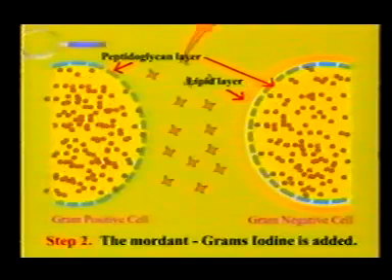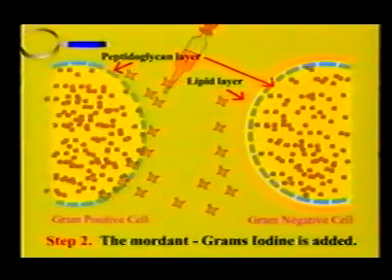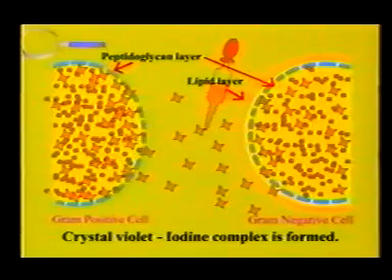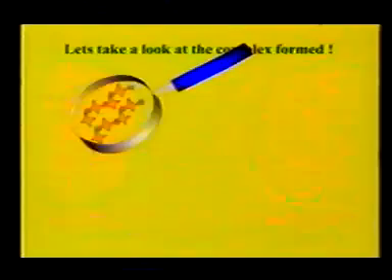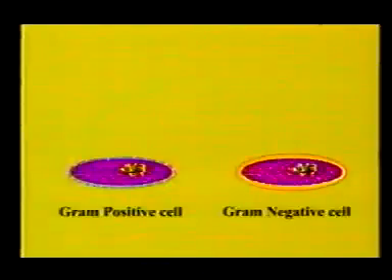Gram's iodine is then added. This acts as a mordant. It forms an insoluble crystal violet iodine complex. This complex helps in retaining the dye. Both Gram-positive and negative bacteria remain purple after this step.